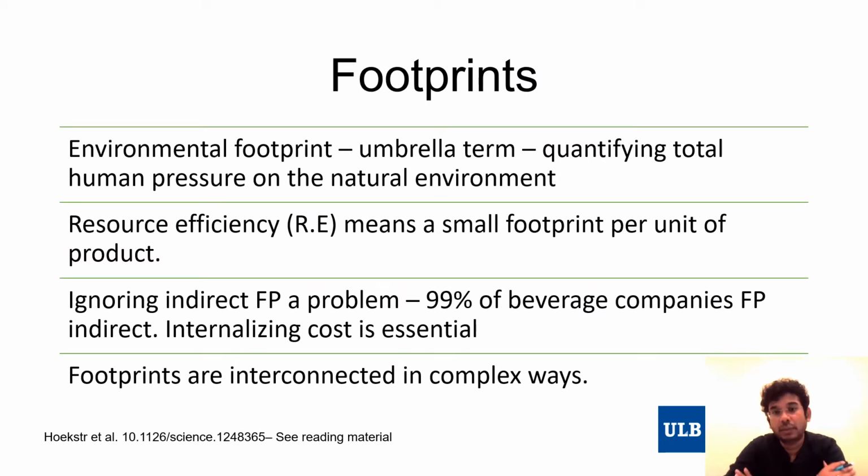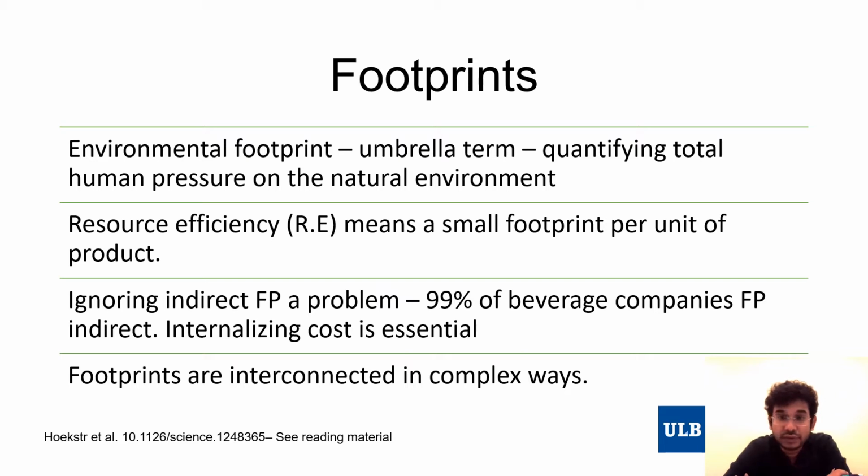So when we talk about footprints, environmental footprint is an umbrella term that is proposed by Professor Hoekstra and Wiedemann. The article that is published in Science is added as reading material, so I highly encourage you to read it in full. It includes all sorts of footprints: carbon, material, water, ecological, etc. In this course moving forward, we are going to see in detail three footprints: carbon, material, and water. But environmental footprint literally tries to quantify the total human pressure on the natural environment.